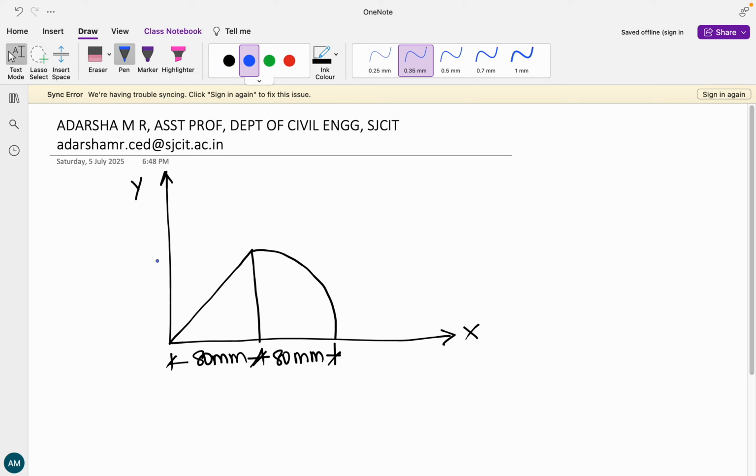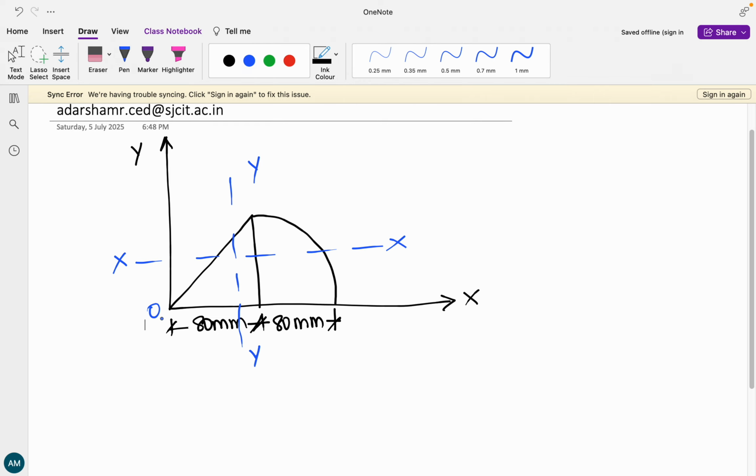In this particular class, let us try to find out the centroid of this given figure. First, let us draw the centroidal axes, the x axis and then the y axis. As you can see, the x axis and y axis have already been marked. This is where our origin is going to lie.